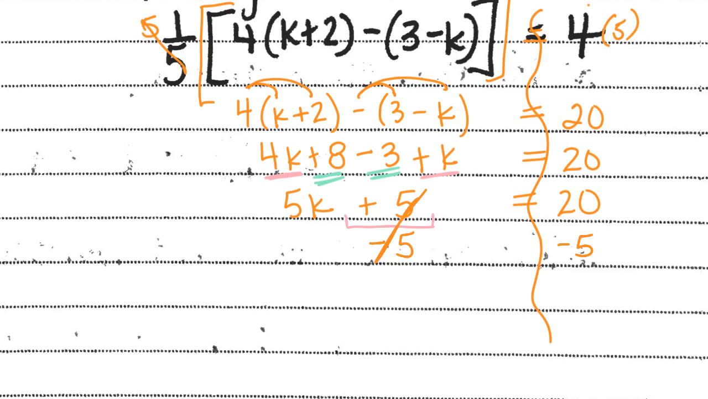These cancel out, opposite numbers. 5k is equal to, well, 20 minus 5 is 15. 5 is being multiplied by k, so to get rid of it, I'm going to divide. We're finally solved. K is equal to 3.